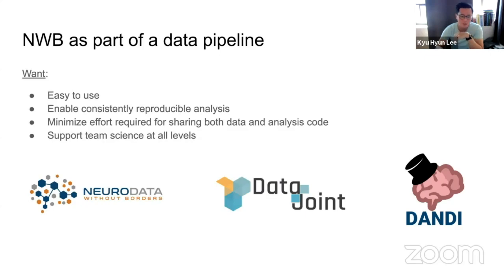And thanks to the effort by many people, we now have tools that, if combined correctly, can solve many of these issues. So Neurodata Without Borders, obviously I don't have to talk about that, but you may also have heard of DataJoint, which is a tool that allows you to create, maintain, and manage a relational database using Python or MATLAB for scientific data. And I think there was a talk earlier about DANDI, which is a public repository for neurophysiology data.